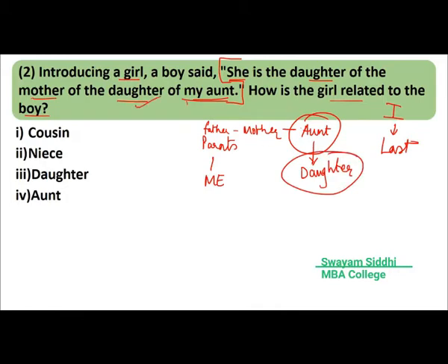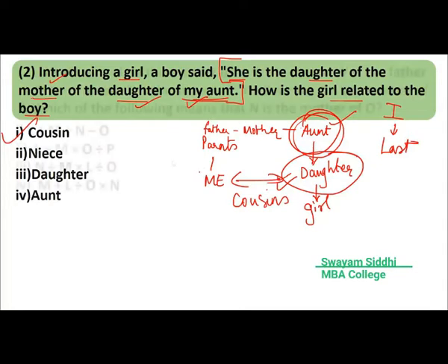So we have mother of the daughter of my aunt. The mother of the daughter of my aunt is nothing but the aunt herself. So we have come over here, again the daughter of the mother. This is the mother, that is the aunt, and the daughter of the mother is again this, which is nothing but the girl. We know an aunt's daughter is nothing but a cousin, as we both are cousins. So the boy and the girl are cousins. How is the girl related to the boy? The girl is a cousin to the boy.